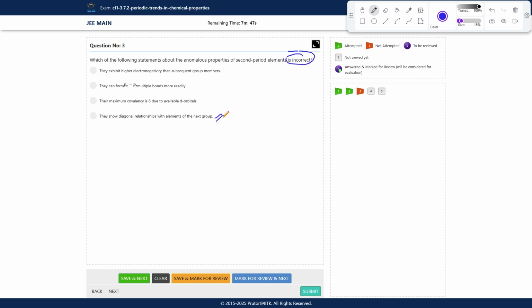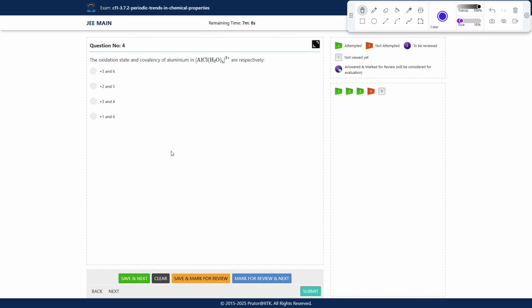So this is obviously correct. Your option D, that they do show the diagonal relationship. They have a higher electronegativity than the others because electronegativity decreases down the group. But this is incorrect. In the second period, you won't see the d orbital. You don't have it for nitrogen, you don't have it for oxygen, neither for fluorine. They don't have the d orbital. Therefore, I would say the incorrect statement would be C. I guess it is clear to you. Moving on to the next question.